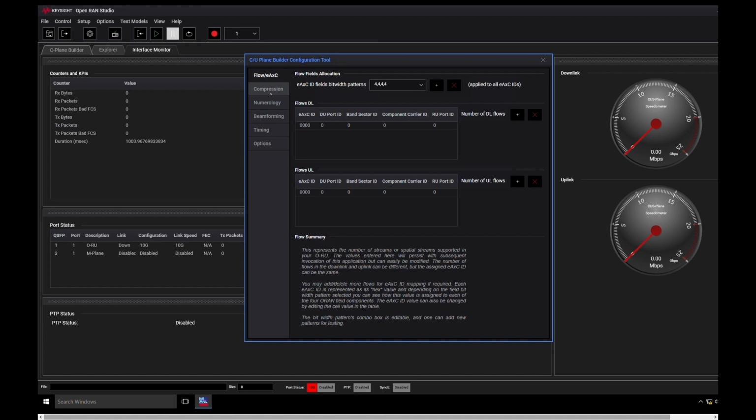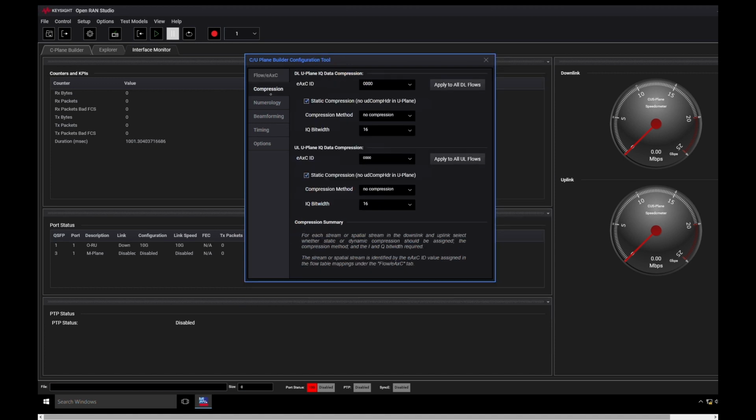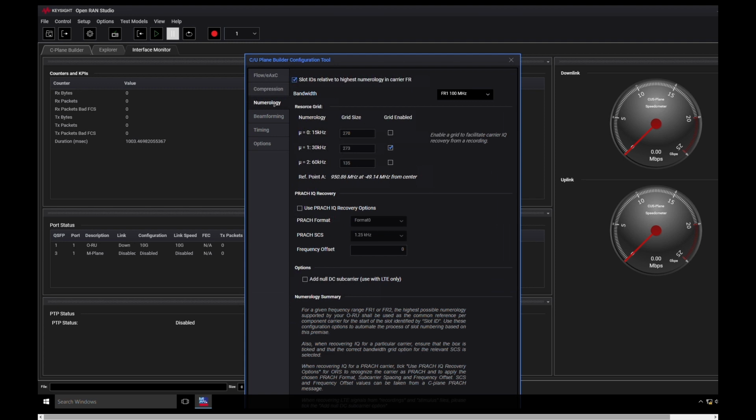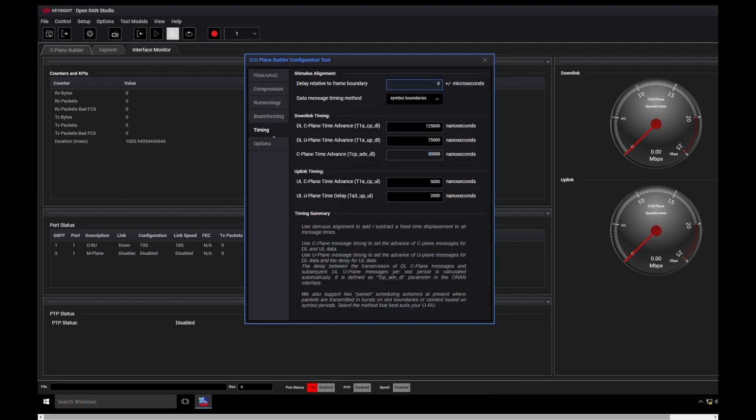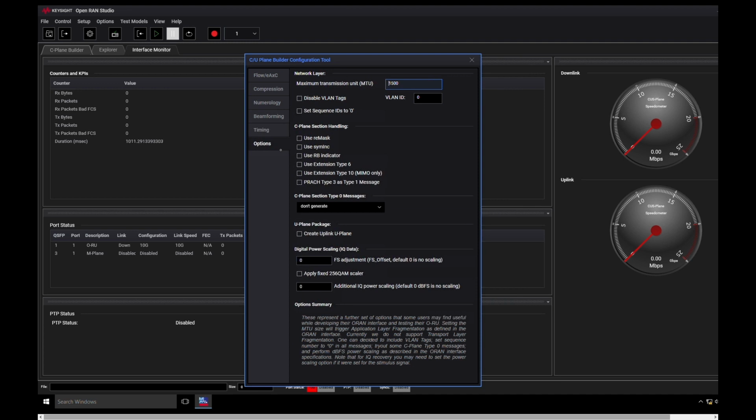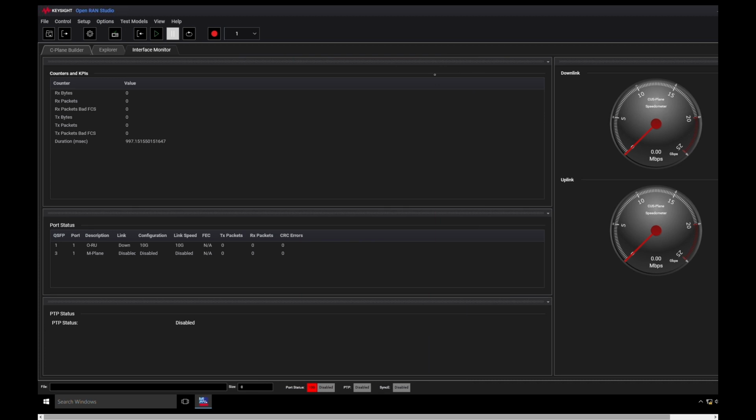downlink front haul. Various parameters can be adjusted to test the support, conformance, and interoperability of our ORU with various ODU vendors. Parameters such as component carriers, subcarrier spacing, antenna stream count, TDD configuration, delay management, CU plane transport, digital power scaling, beamforming, IQ compression, and S-plane are some examples of what we can adjust.